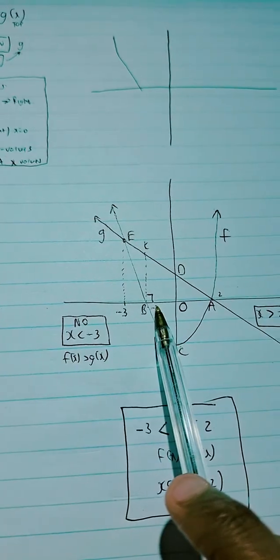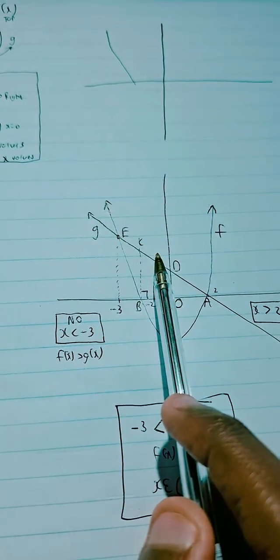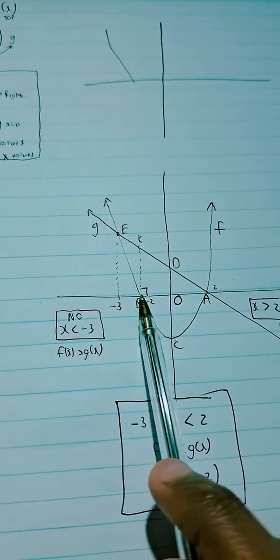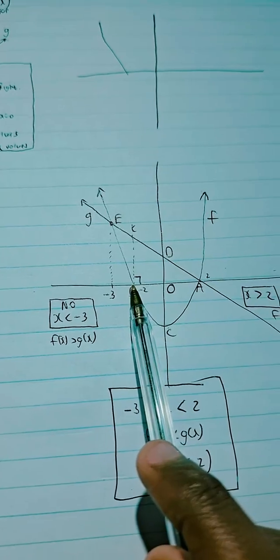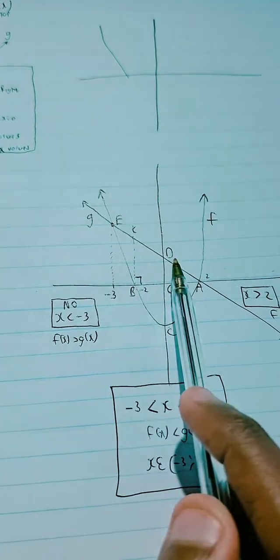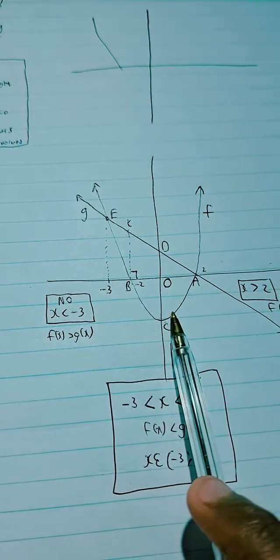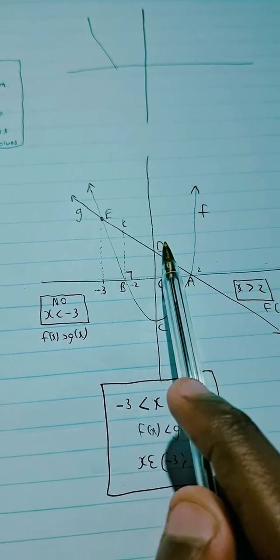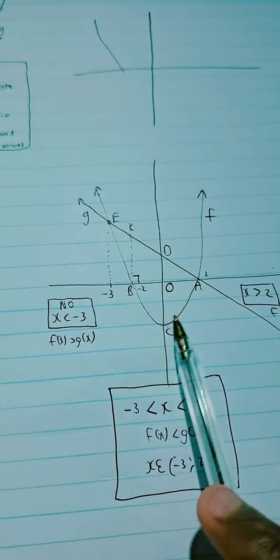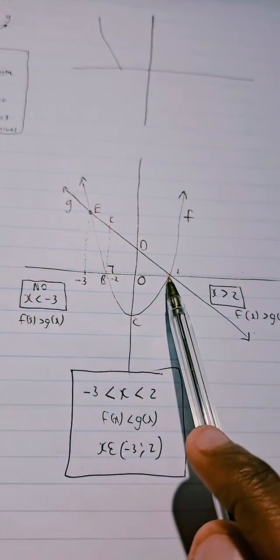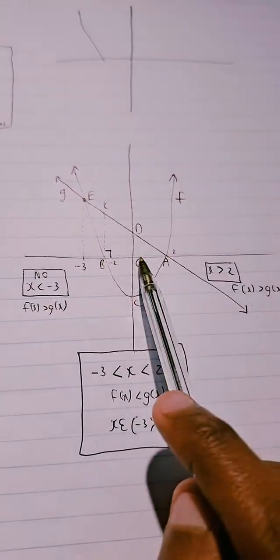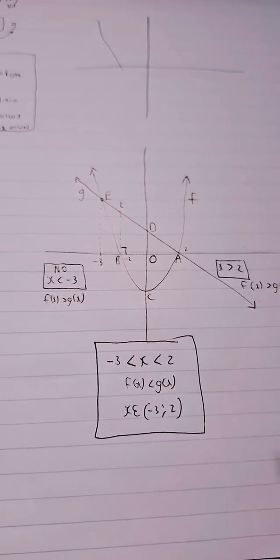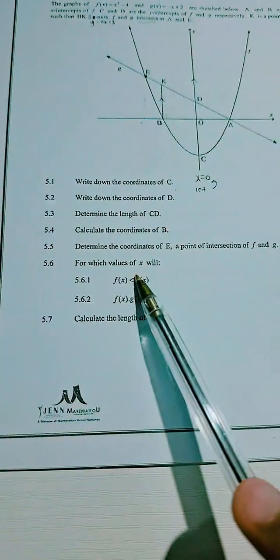What's happening from negative 3 to negative 2? G is above F. So there's the answer. We have an answer there. But is that where the answer ends? No. If we look at negative 2 to 0, still G is above F. Let's look from 0 to 2. Still G is above F. Then we look from 2 onwards. No answer after that, because F now is at the top, whilst G is at the bottom.